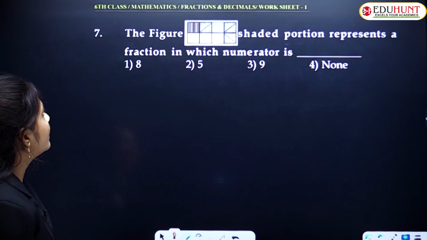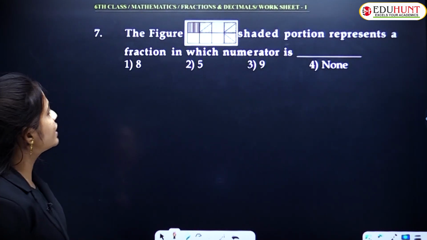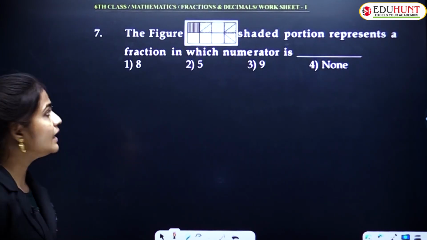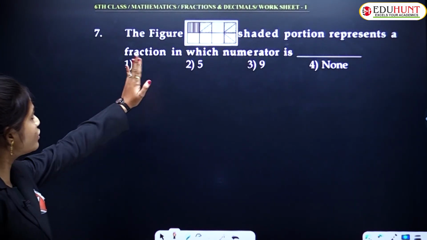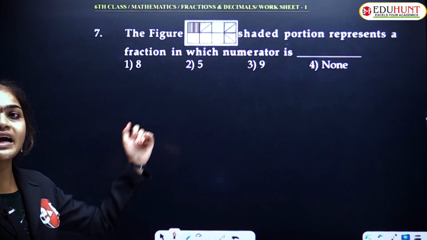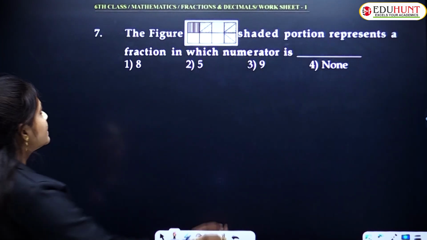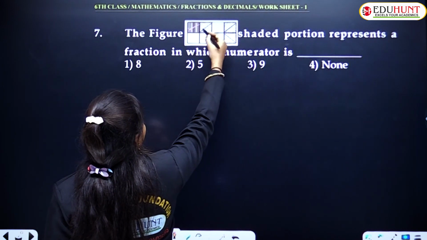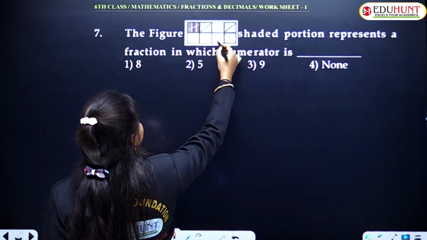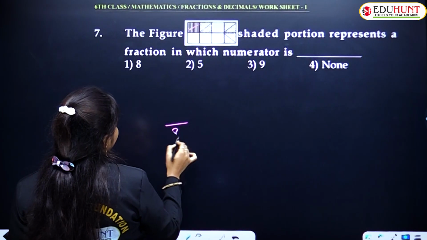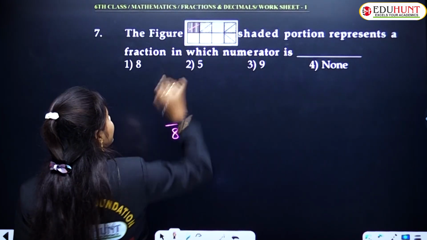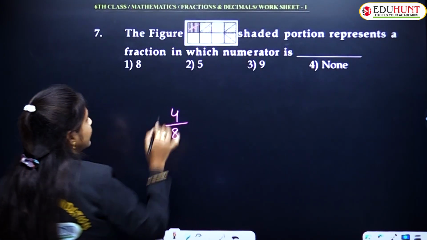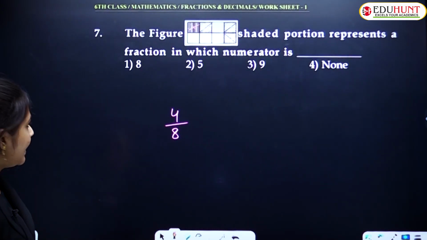Next, seventh one. The figure shaded portion represents a fraction in which numerator is. First we have to write the fraction of the given figure. Next we have to find the numerator. Just see what the fraction is. Totally how many parts are there? 1, 2, 3, 4, 5, 6, 7, 8. So totally 8 parts are there. How many are shaded? 1, 2, 3, 4. 4 are shaded. 4 by 8.